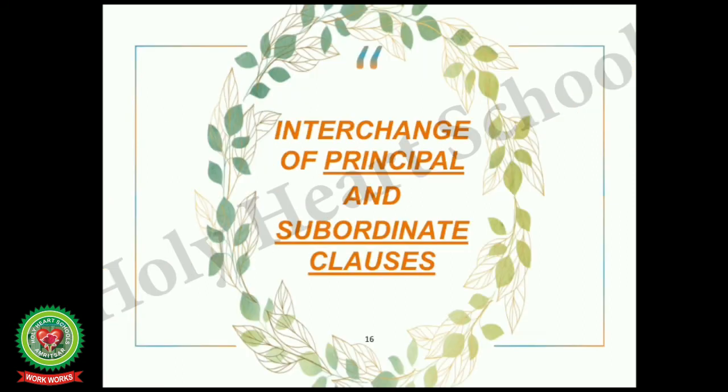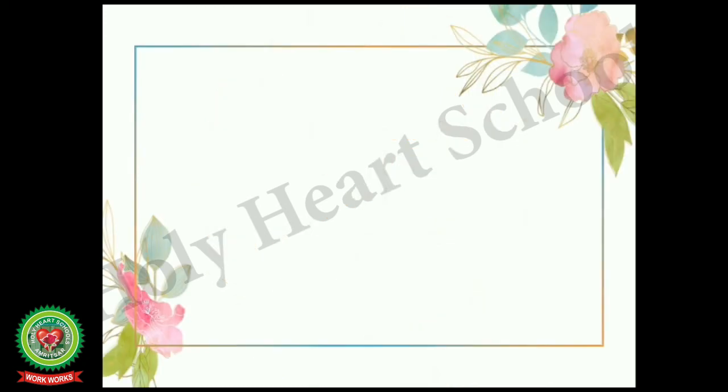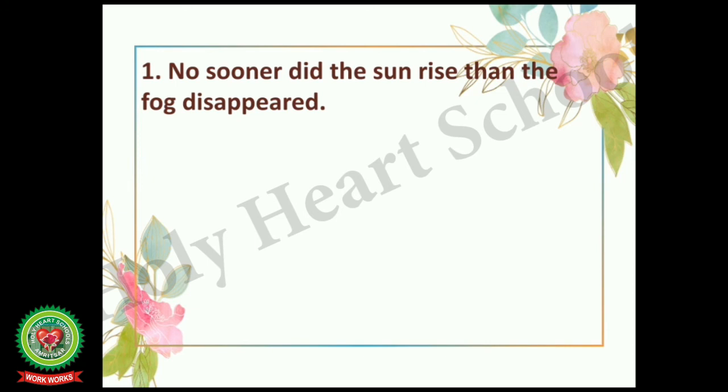Now students, we'll do interchange of principal and subordinate clauses. Now students, in order to interchange principal and subordinate clauses, we must remove the subordinating conjunction that is placed before the subordinate clause and write a suitable subordinating conjunction with the principal clause to make it a subordinate clause. Now see the first example, that is, no sooner did the sun rise than the fog disappeared.